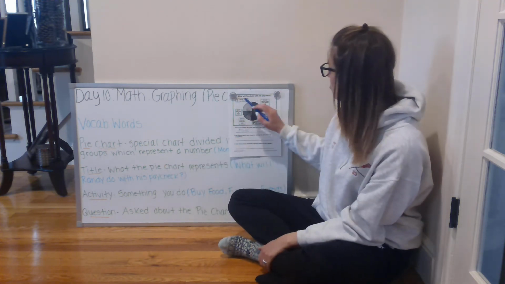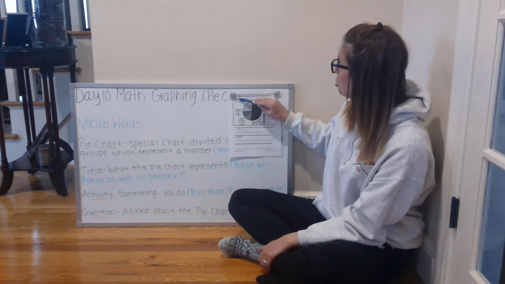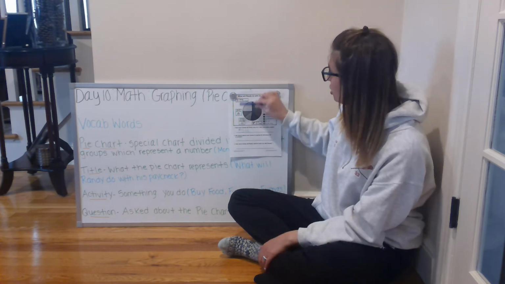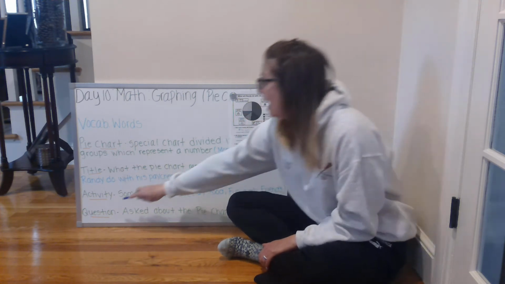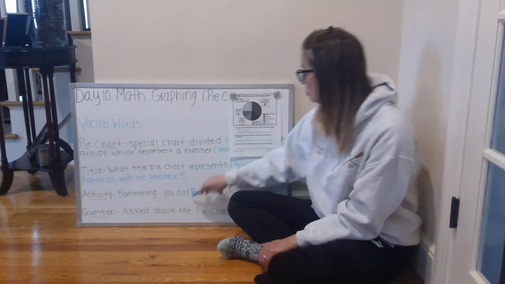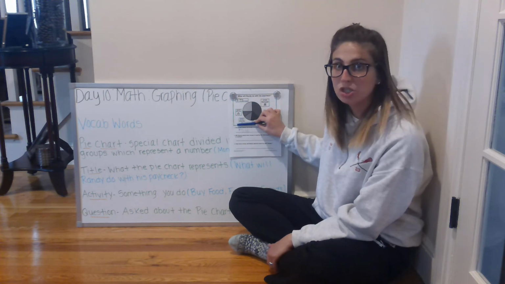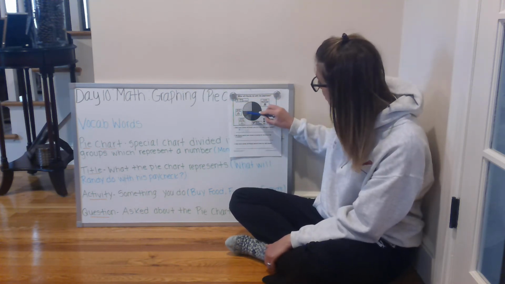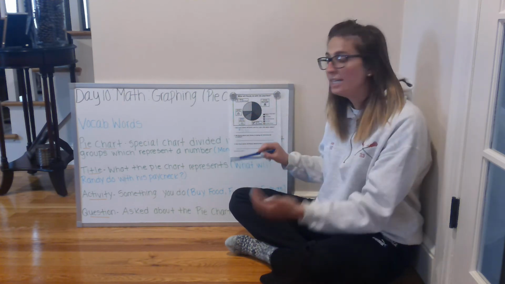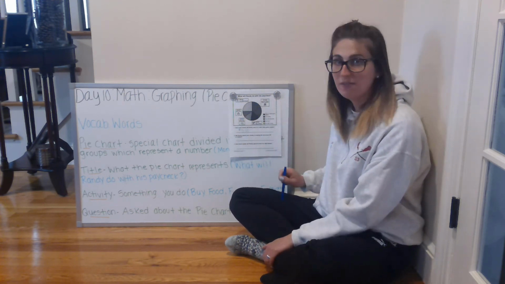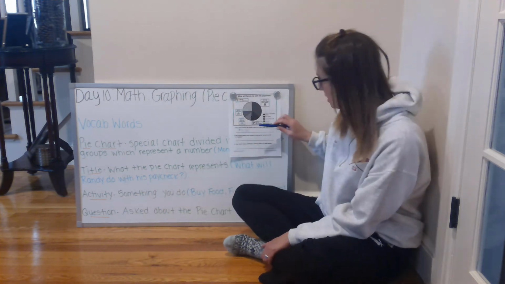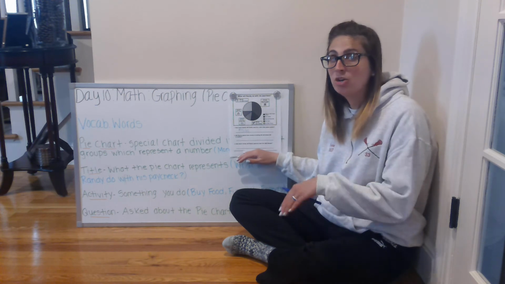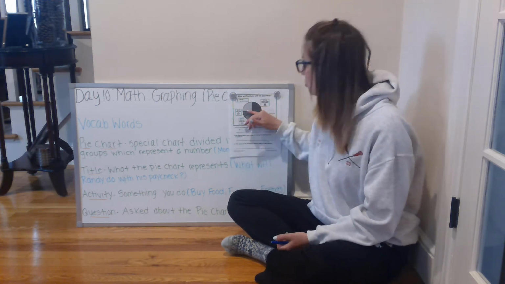The title is what the pie chart represents. So the title is, what will Randy do with his paycheck? So that's what the pie chart is telling us. Different types of activities, so something you do, that Randy will be able to do with his paycheck, okay? And there's 5 different sections of the pie chart, which indicate that there's 5 different activities. And then our questions are asked about the pie chart.